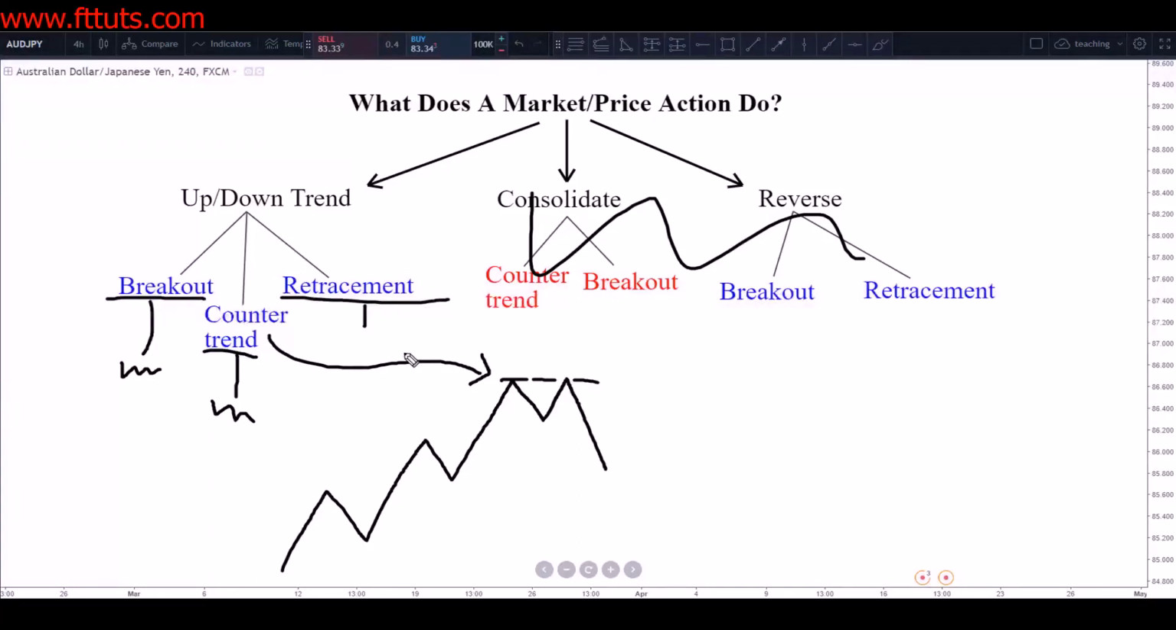But it makes understanding price action much more simple whenever you break it down like this and you see that you can only really trade based around three different types of trades, which are going to be breakout, counter trend, and retracement for trending markets.